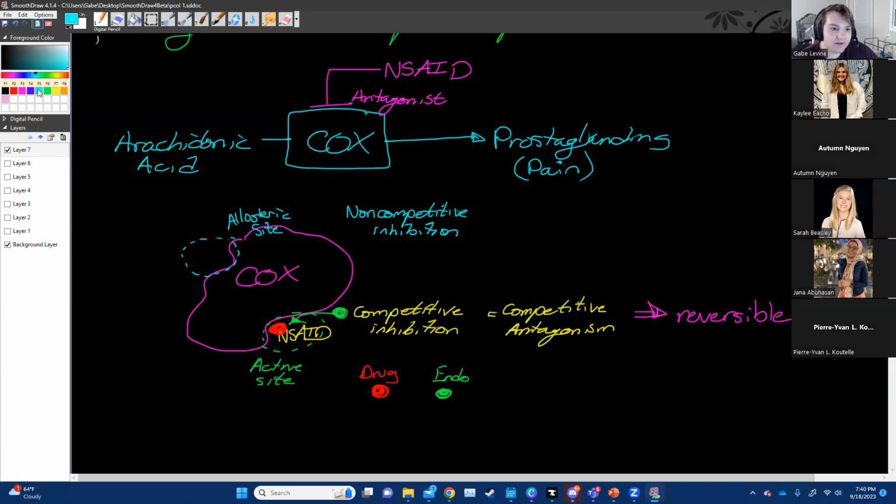Compare that with the allosteric site, or non-competitive. Is arachidonic acid going to come in and dislodge our drug? No. It's going to the active site. So non-competitive inhibition is irreversible because you do not have two substances competing for the same spot. Does that make sense for everyone?